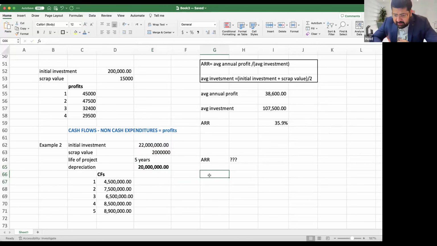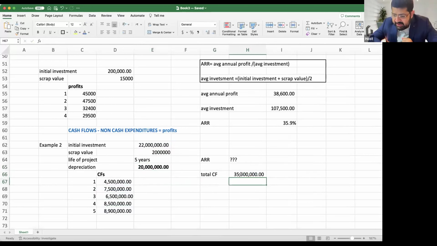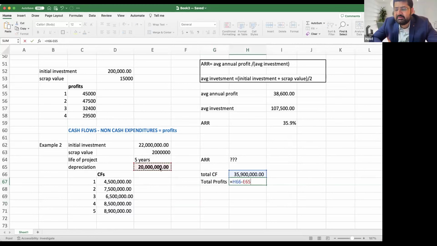So you see here the total cash flows. We will calculate the sum of all the cash flows. Just added all. Now we have depreciation, so we can calculate profits. Total profits. We can calculate profits utilizing this formula: profits is equal to cash flows minus depreciation. I hope it is clear.